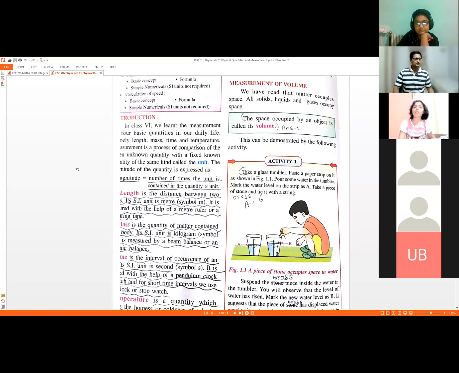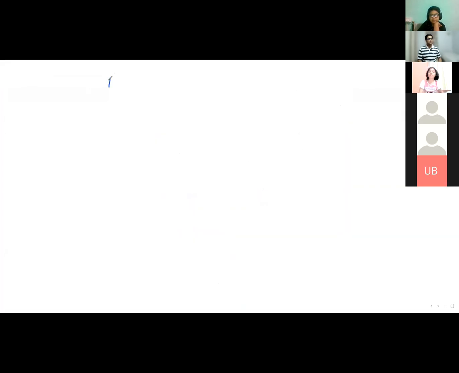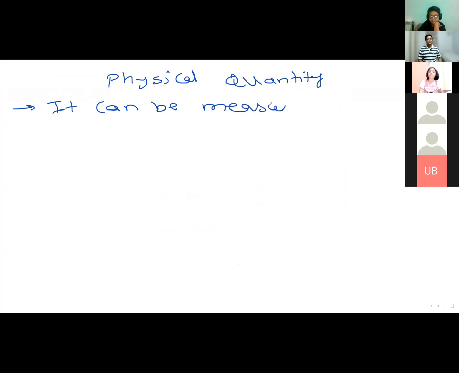A physical quantity has two things. Let me go to the whiteboard. Physical quantity: first of all, it can be measured. Secondly, it has units. We'll talk about that later.